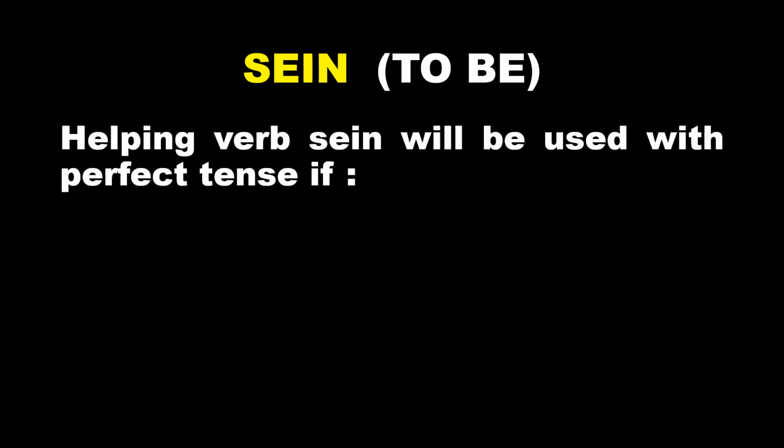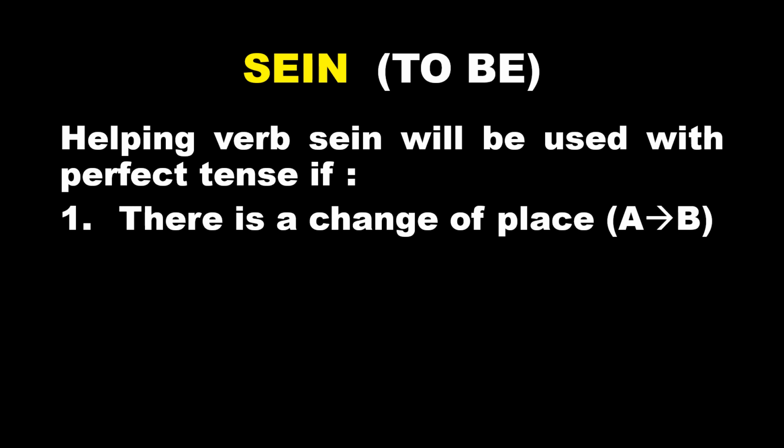Till now, we have seen the perfect tense with Partizip zwei forms with the helping verb haben. Now, the other helping verb is sein, which means to be. So when to use the helping verb sein while making perfect tense? Let's see. Helping verb sein will be used if there are certain conditions which we have to notice. The first one is there is a change of place, or a movement from A to B, for example, or B to A. Then we have to use helping verb sein while making perfect tense.